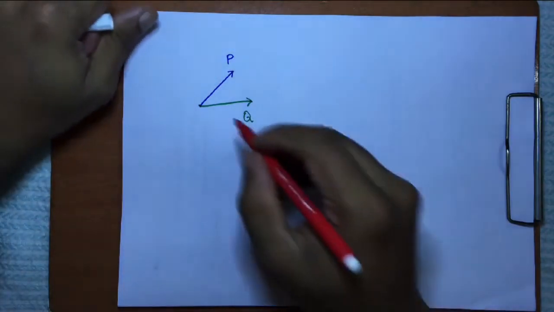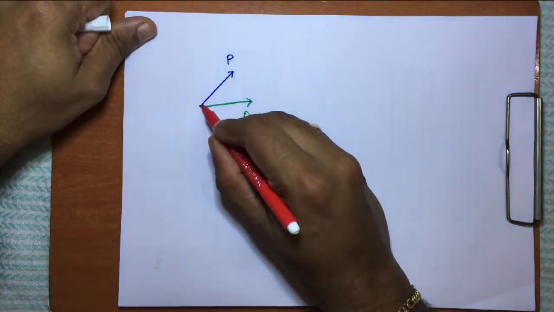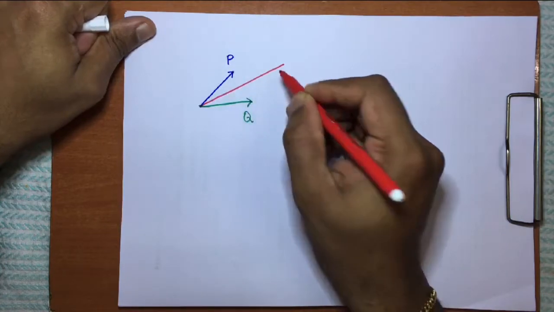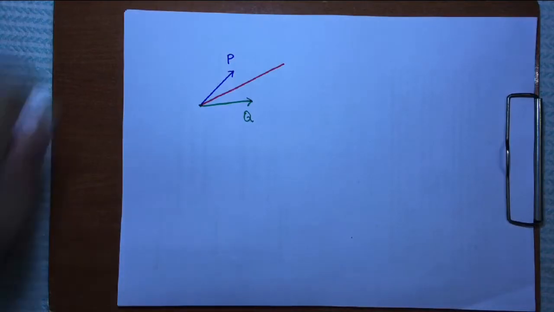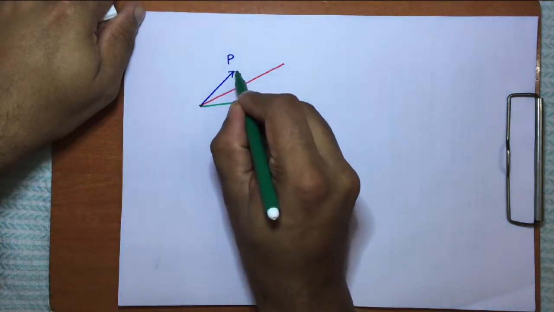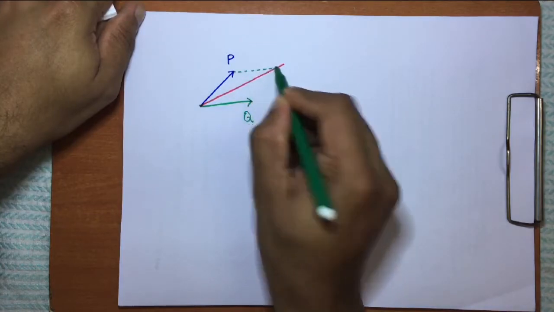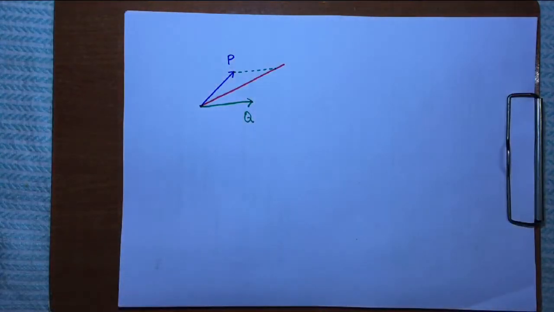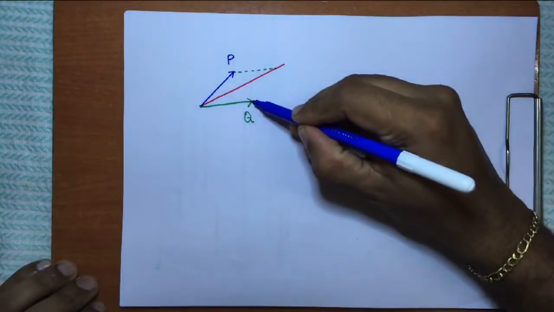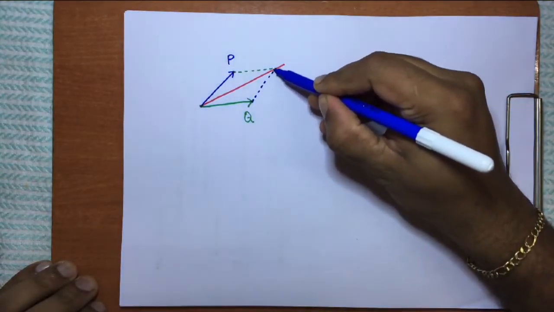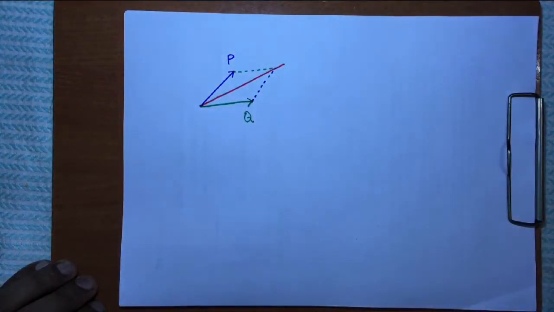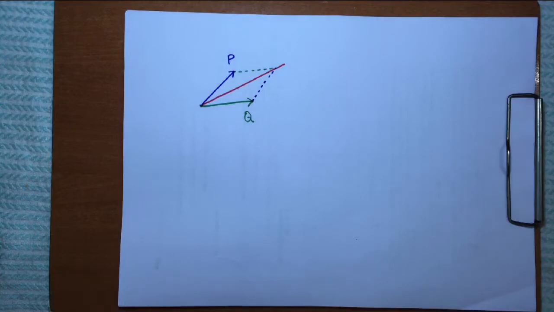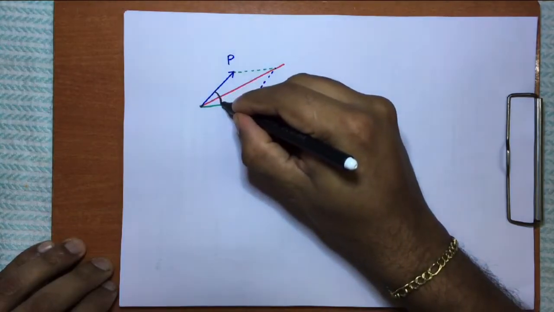The resultant would definitely be lying between these two forces. How do I arrive at that assumption? Yes, it is very simple. I just have to construct a parallelogram using parallel lines to the given P and Q. Now, the angle between these two forces is given to be theta.